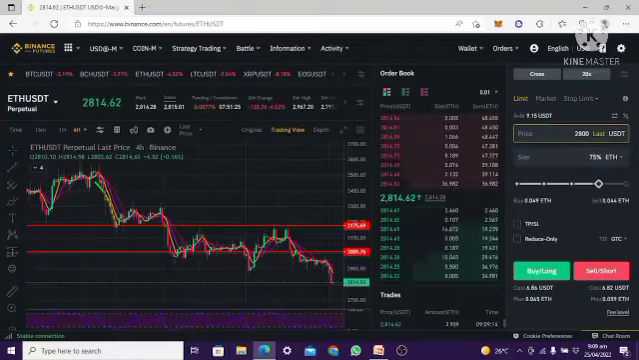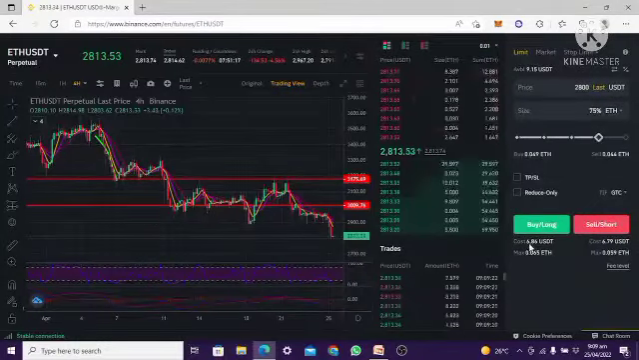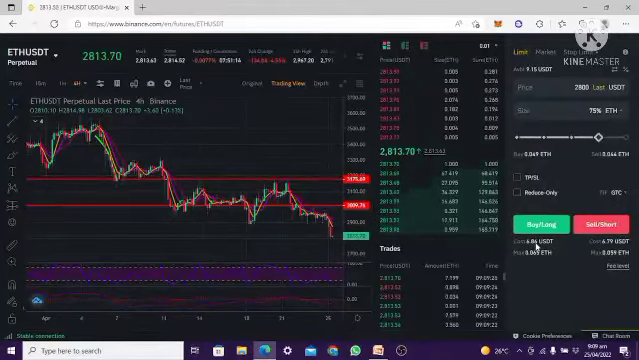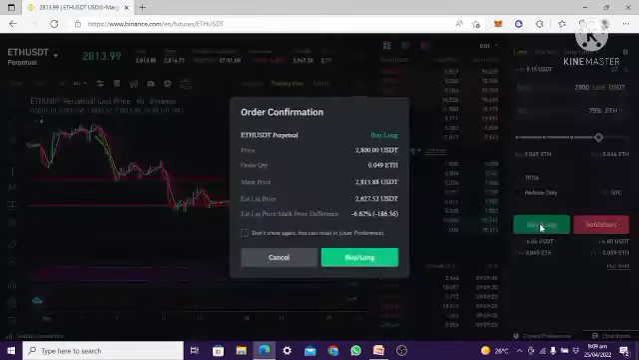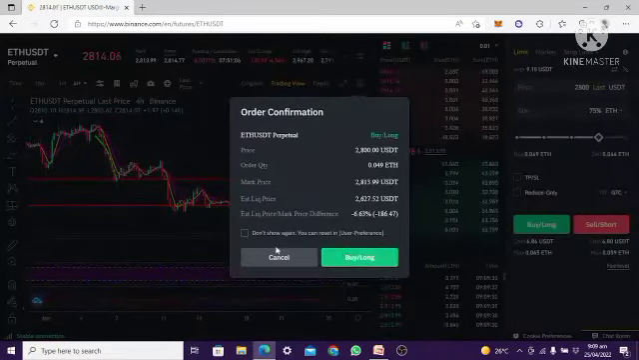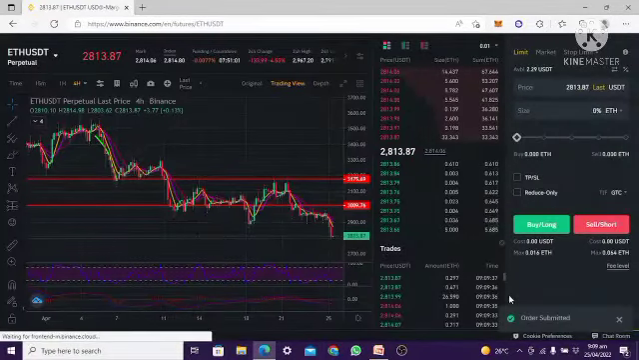So at the point I want to buy ETH, which is Ethereum, at the price of 2,800, I'm longing the market, which is going to cost me 6.86 dollars. So I'm going to long the market. You're going to see it confirm it, long the market. So order submitted.